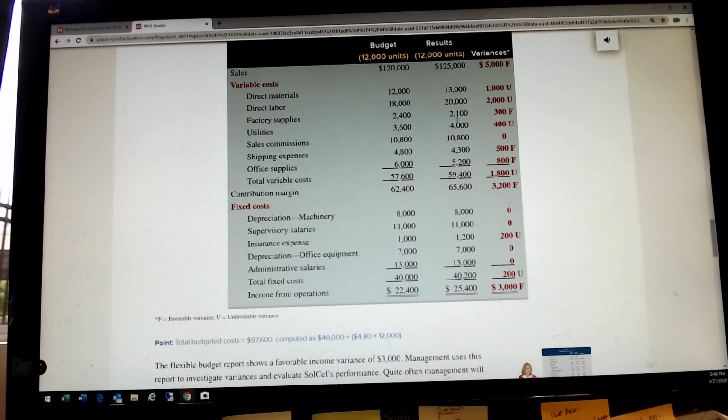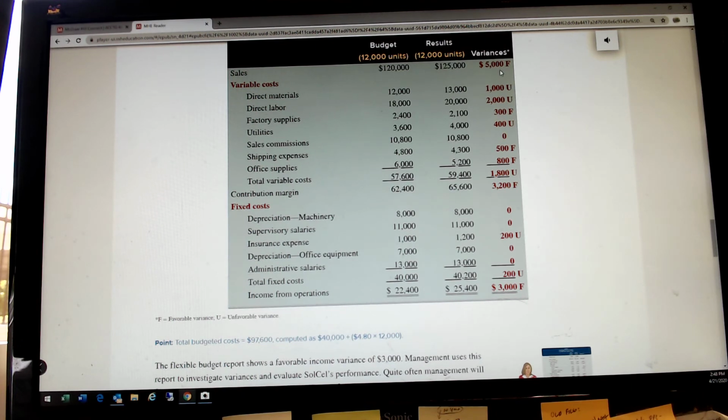And here's the actual. Now let's recheck the variances. How much were we off of the budget amount based on the level of where I should be? Well, sales, we were 5,000 more. Remember on the last one it was 25,000. Well, that wasn't right. We were comparing apples to oranges. Here we are $5,000 more than the budget at 12,000 units.